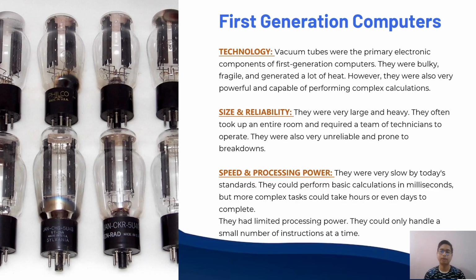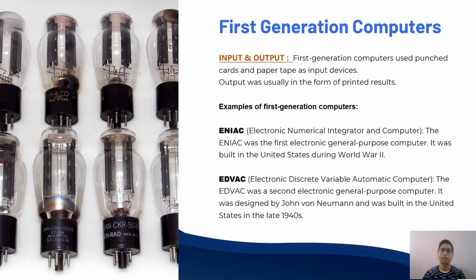Speed and processing power. They were very slow by today's standard. They could perform basic calculations in milliseconds, but more complex tasks could take hours or even days to complete. Input and output. In first generation computers, input was taken through paper tape or punch cards. Output was usually in the form of printed results. Examples of first generation computers are ENIAC and UNIVAC.